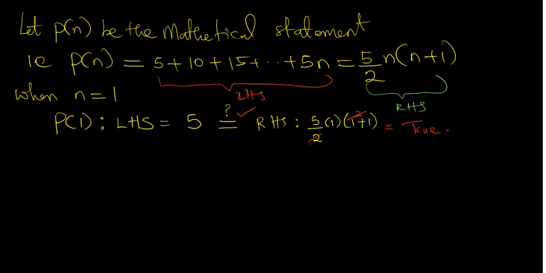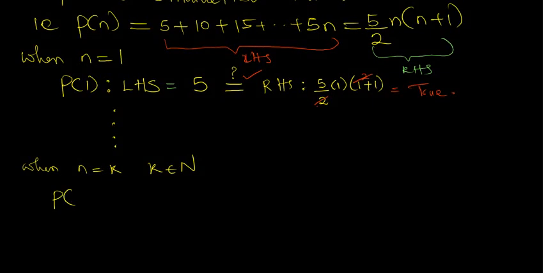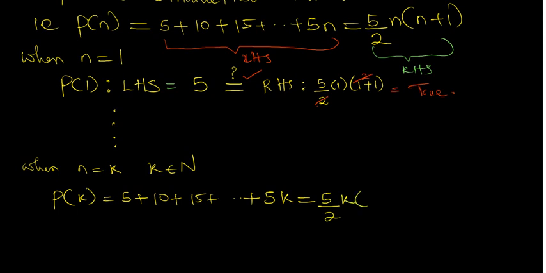So we can make our general statement for when n is equal to k, where k is an element of the natural numbers. It is true for n equals k, that is Pk: 5 plus 10 plus 15 and so on to 5k is equal to 5 over 2 times k times k plus 1. So we assume that this is true.